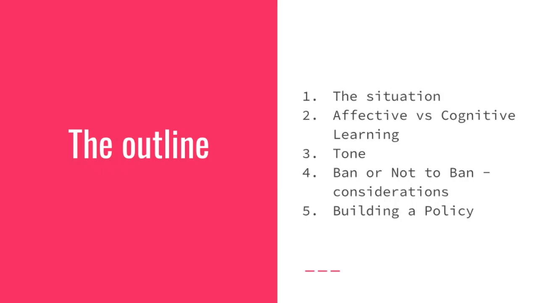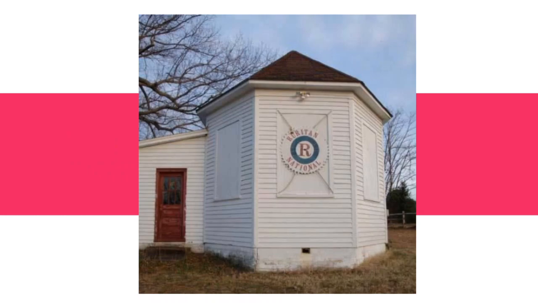Next, we'll talk about the question of banning or not banning. What are some considerations you need to take into account when making a determination about how to manage cell phones? And then we'll talk about how to build a policy. We'll talk about including penalties, exceptions, that sort of thing. So let's go ahead and get started.